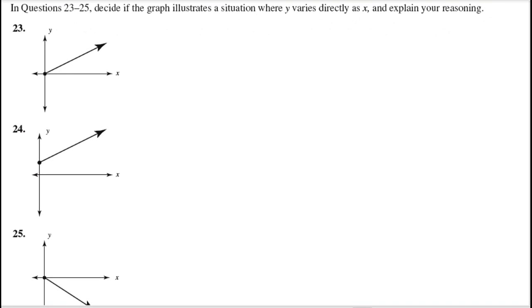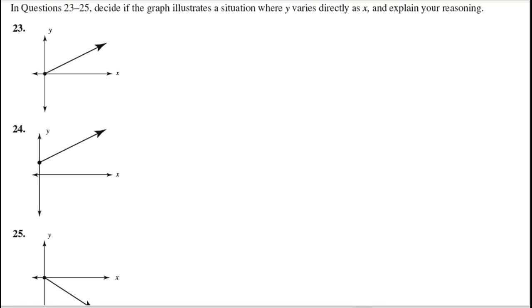So look at question 23. Restart the video. Actually, do 23, 24, and 25. And restart the video once you have answered those questions. In questions 23 through 25, decide if the graph illustrates a situation where y varies directly as x. Explain your reasoning.